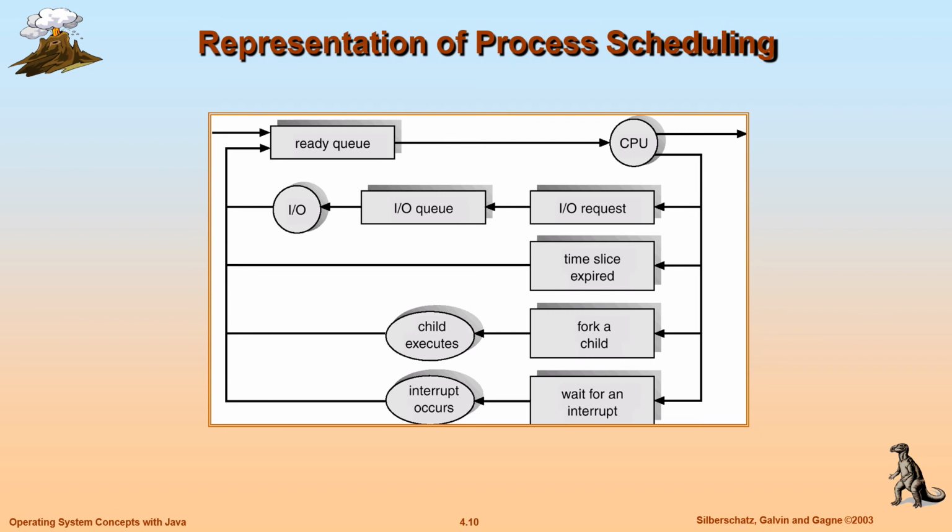A process continues this cycle. Ready queue, CPU, again any one of these queues. From these queues it will go to the ready queue. This process will continue this cycle.